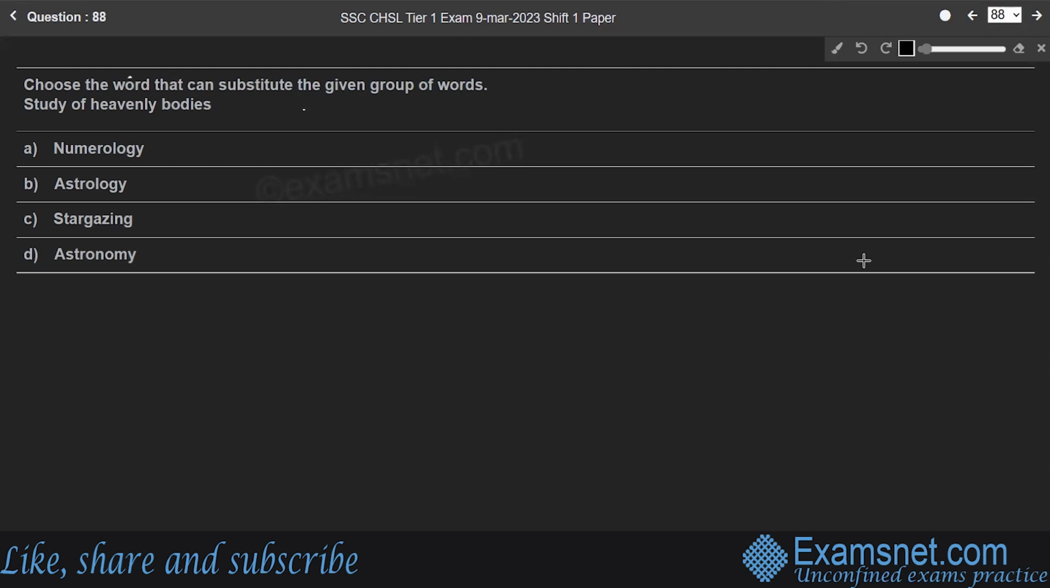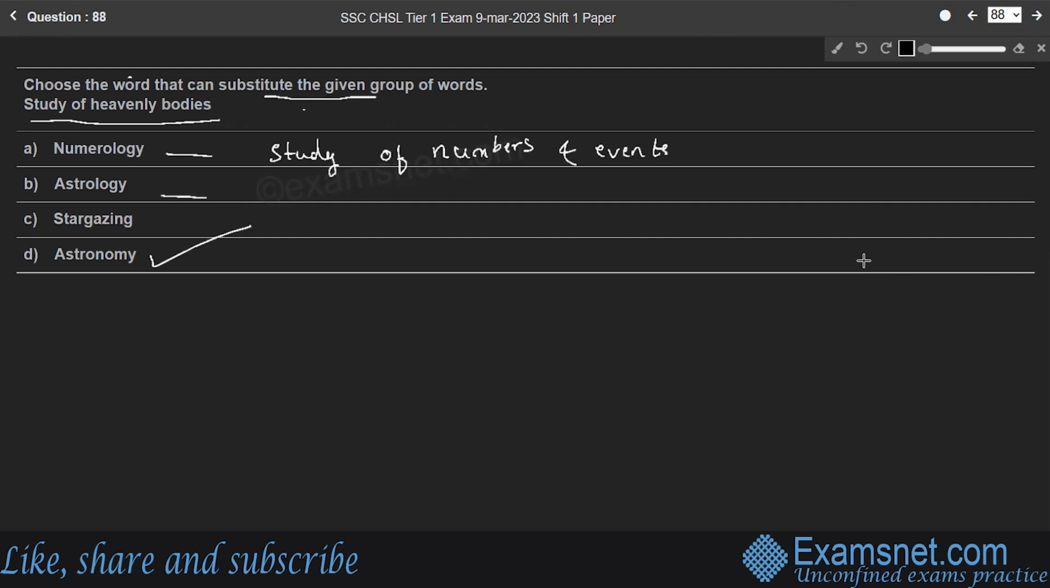Question 88. Choose the word that can substitute the given group of words. Study of heavenly bodies is called astronomy. Option D is the right answer. So it's a study of celestial objects such as stars, planets, galaxies, and other phenomena that originate outside the Earth's atmosphere. Therefore, option D is the right answer. Whereas numerology, it's a study of mystical relationship between numbers and events. It may be a phenomena, right?